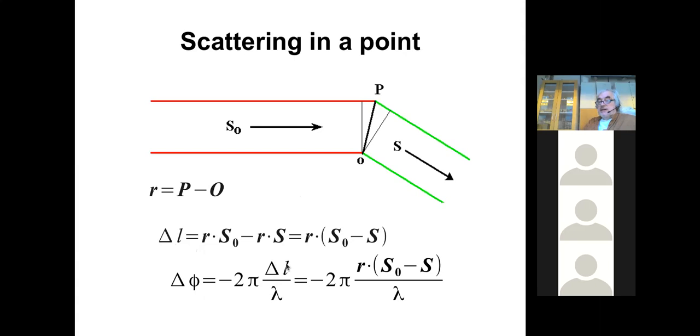So divide this extra length by the wavelength, and there you have the phase difference, at least in units. Multiply by 2 pi, and then you get the phase in radian measure. This is very popular.